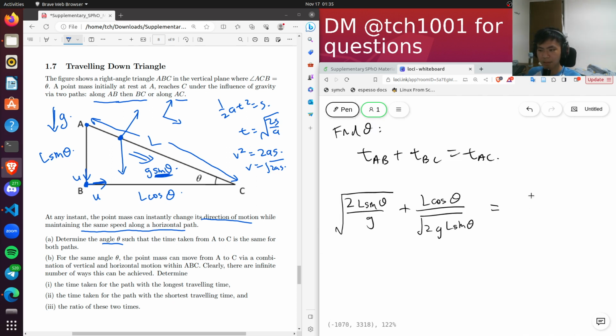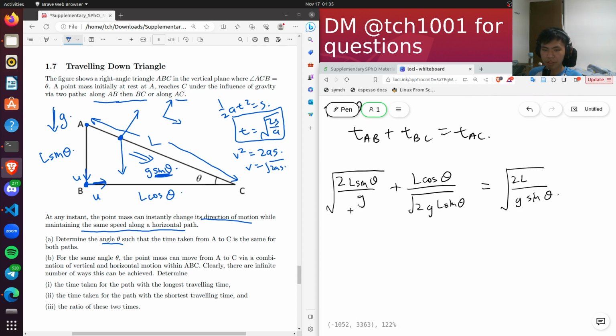Okay, so anyway, we have g sine theta. The distance to travel is L, and so you can apply this. So TAC would be equal to the square root of 2L over g sine theta. Okay, so this is a trigonometric relation. L and g are constants. Now we just need to find the theta that makes all this equal.